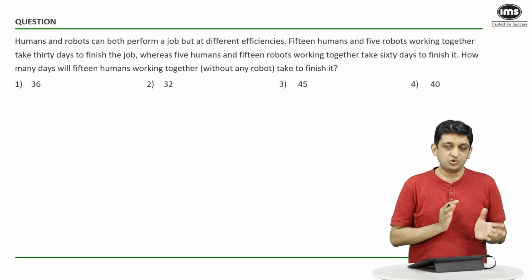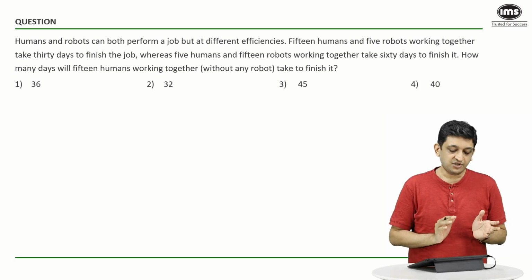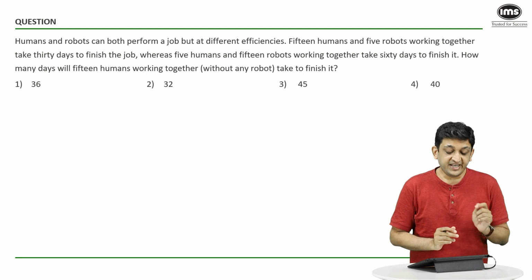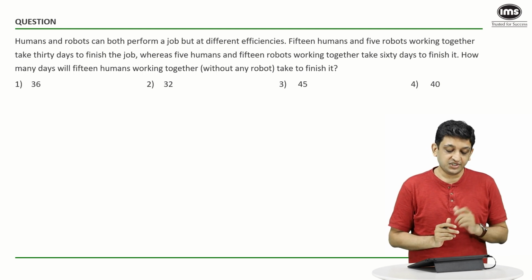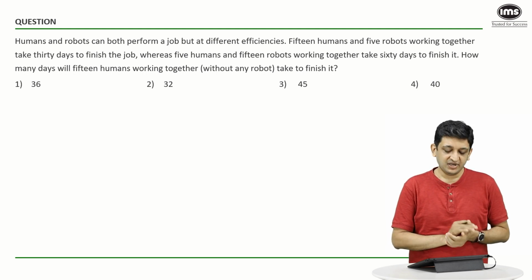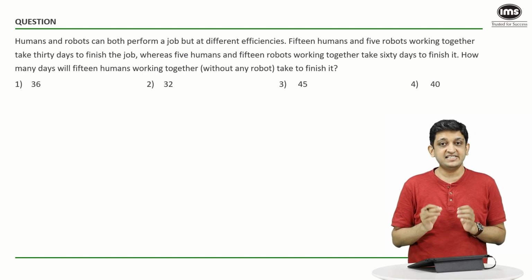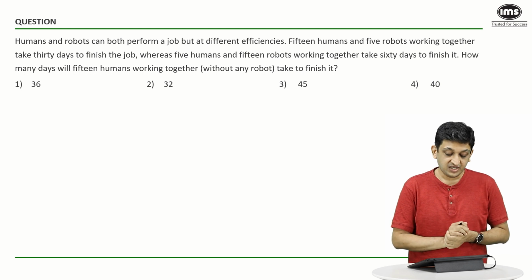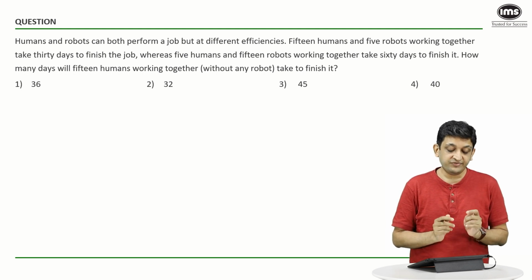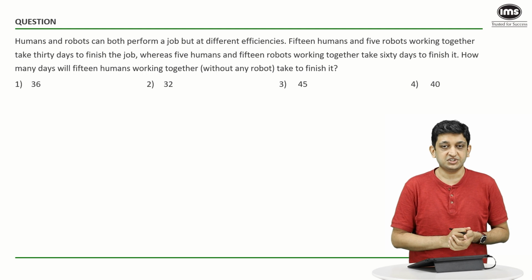In this question, there are two scenarios that have been given to us in terms of humans and robots. 15 humans and 5 robots working together take 30 days to finish the job. And in the second case, 5 humans and 15 robots working together will take 60 days to finish the same work. You have to figure out how many days will 15 humans working together take to finish it.